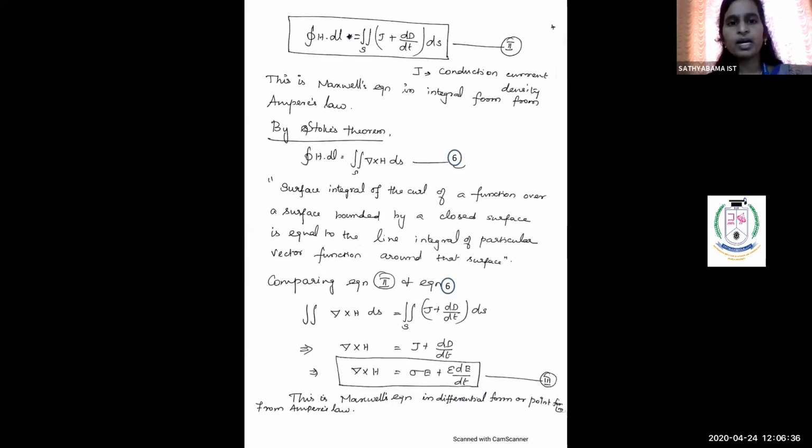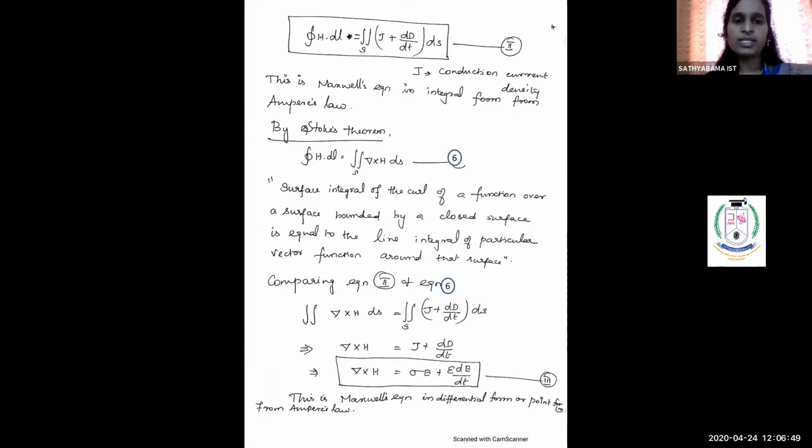This is what we are going to substitute in the place of our first Roman letter equation. So when you substitute this, what you are getting, line integral of H dot dl is equal to surface integral of sigma E plus dD by dt into dS. Normally we'll call our conduction current density as J only. Instead of J_C, we'll substitute that as J. So our equation becomes surface integral of J plus dD by dt into dS. So this is going to be our Maxwell's equation in integral form. Always we'll have our equation in two different forms. One is integral form, another one is differential form. So this is the first equation we have derived with Ampere's law.